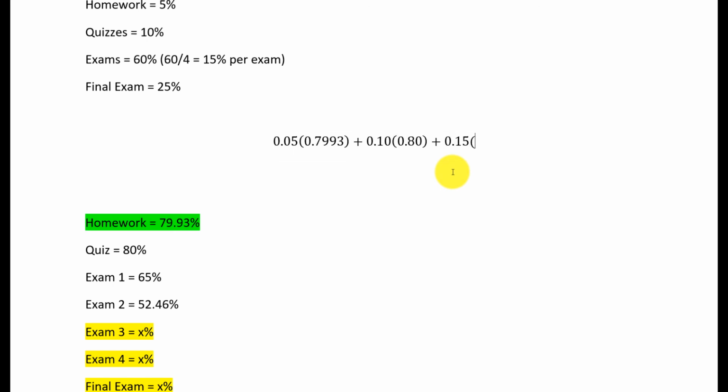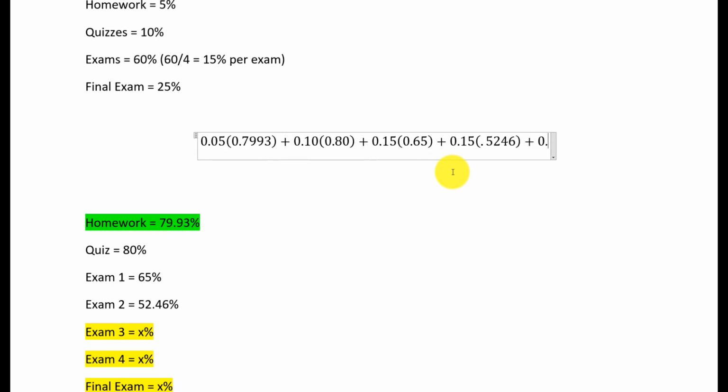And what did I get on that first exam? 65%. And then again, 15% of my grade is my second exam. And on that second exam, I got 0.5246 or 52.46%. The remaining 2 exams, I have no idea what I'm going to get, but I'll call that X. So the remaining 30% of my grade there, because 15% each, will be 30% X, and then my final exam, which is 25% of my grade, I still don't know what that is, but I want that total score to be greater than or equal to 70%.